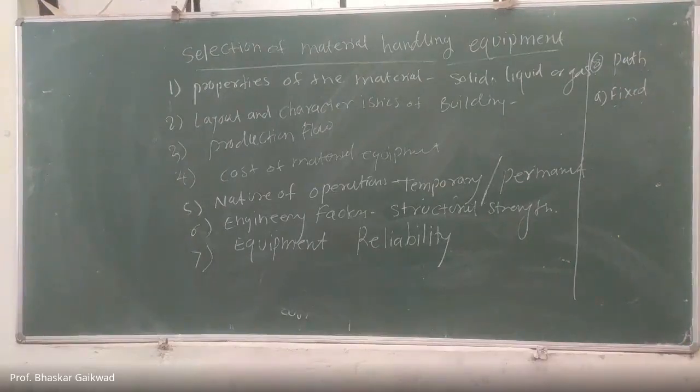And the last point is the path. So selection of material handling equipment also depends upon path. There are two types of path. Fixed path means if the path is fixed, for example, in the sugar industry, the sugar cane will be dumped at one place and after that, step by step processing will take place. So here the path is fixed. So under this, you can go for conveyors, pulley drives, chain drives, overhead cranes like this.